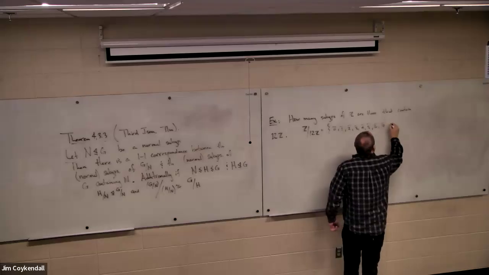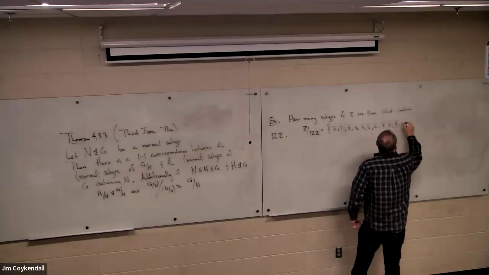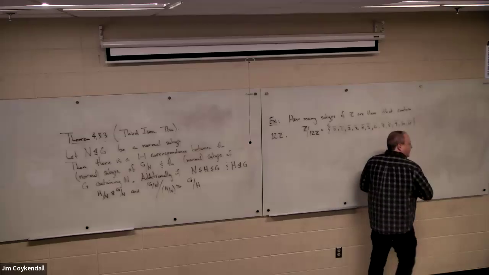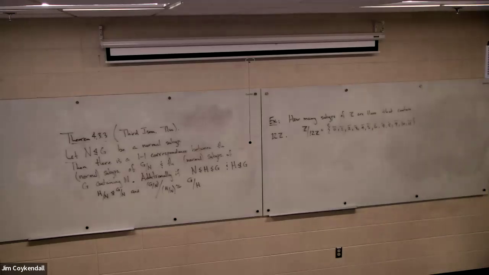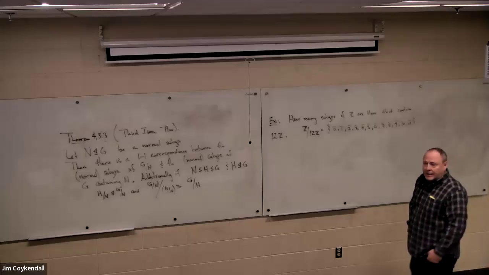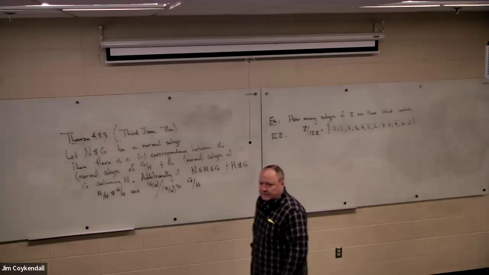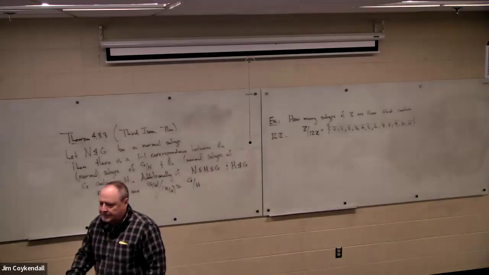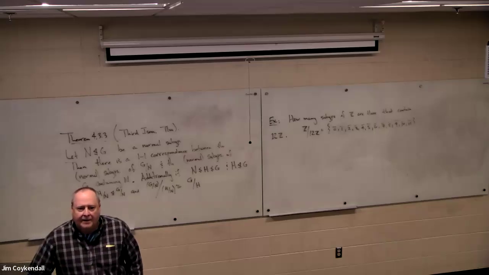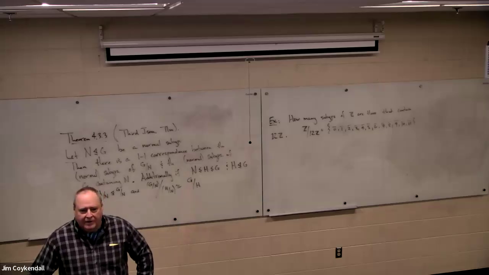We've seen that these two groups are isomorphic. Z mod 12Z is a finite group, right? In fact, it's a really nice finite group. It's cyclic of order 12. So how many subgroups are there of Z mod 12Z?